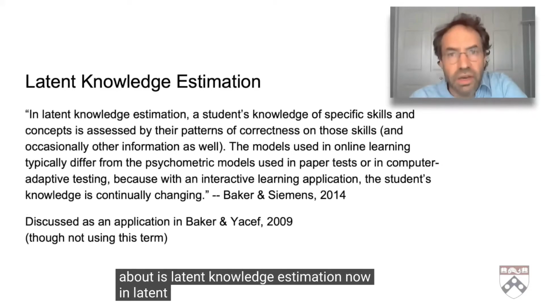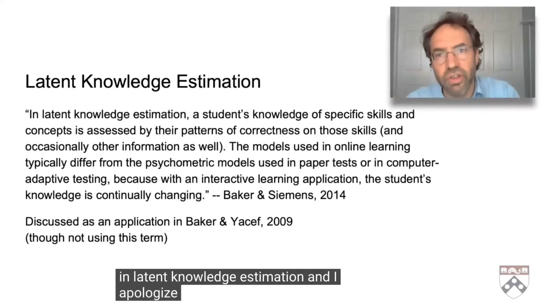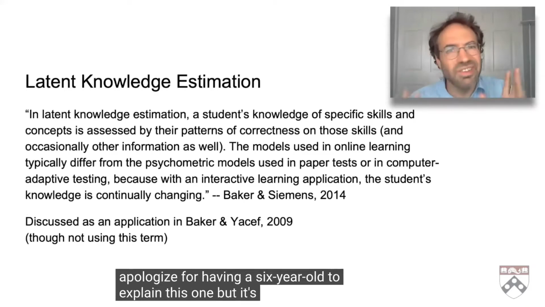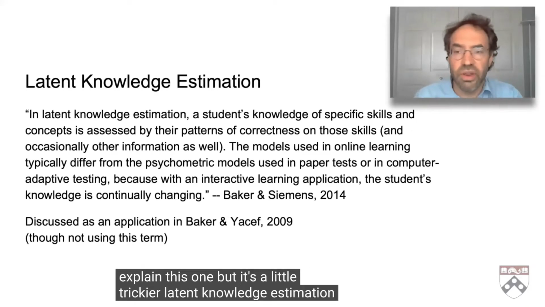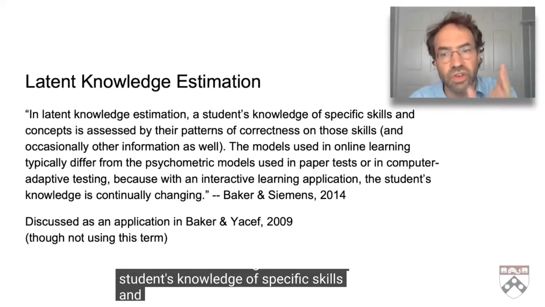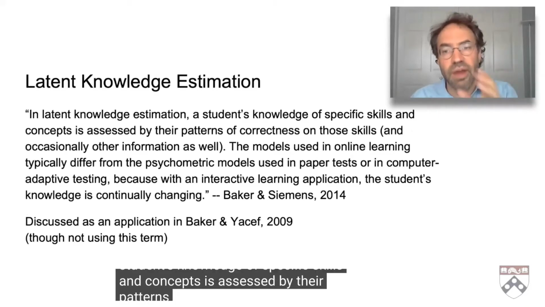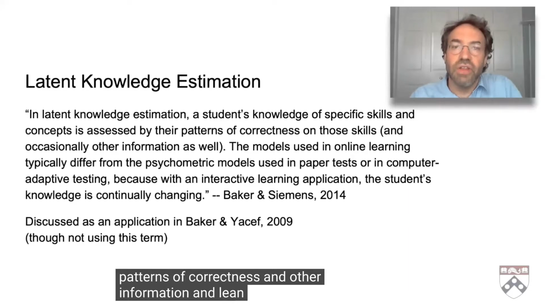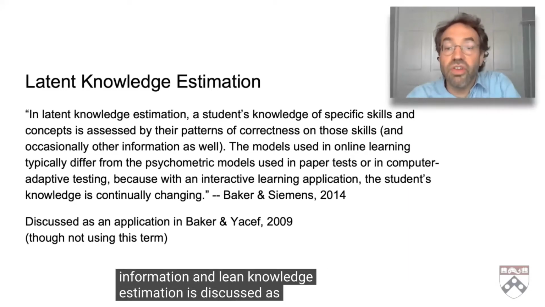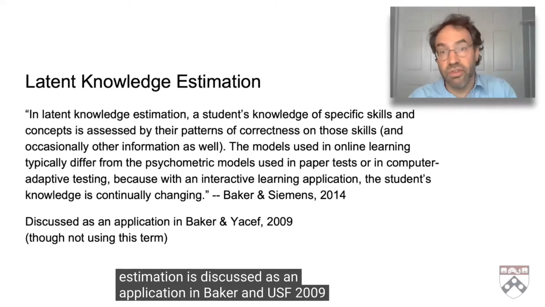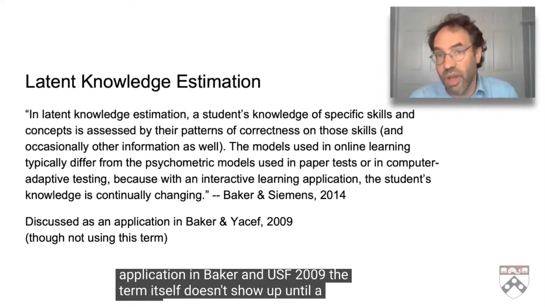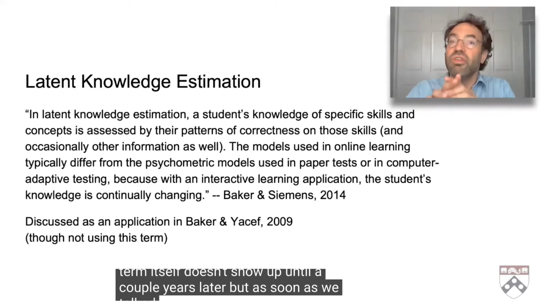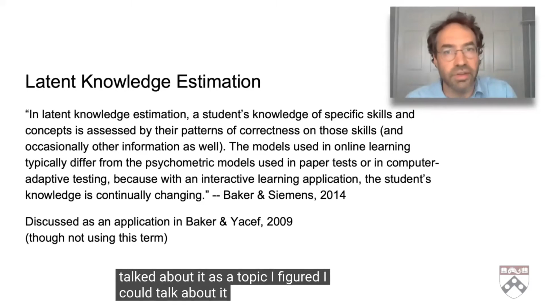A second topic that's worth talking about is latent knowledge estimation. Now, in latent knowledge estimation, and I apologize for not having a 6-year-old to explain this one, but it's a little trickier. In latent knowledge estimation, a student's knowledge of specific skills and concepts is assessed by their patterns of correctness and other information. And latent knowledge estimation is discussed as an application in Baker and Yacef 2009. The term itself doesn't show up until a couple years later. But since we talked about it as a topic, I figured I could talk about it today.